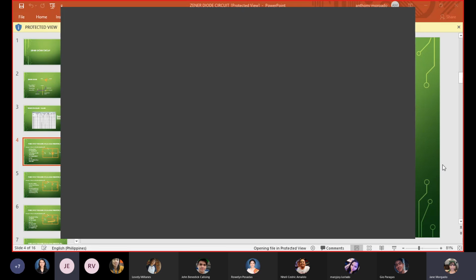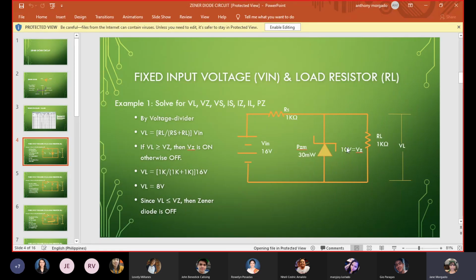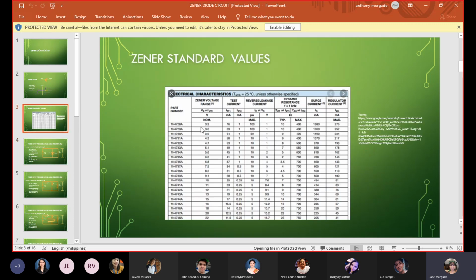Clear po. Okay, clear. So if the voltage across RL is less than the Zener voltage, more or less laging given tong VZ. Kagaya niyan, kung bibili ka sa tindahan, sasabihin mo, pabili nga ng 3.3 Zener VZ. Zener voltage with 3.3 volts. Given na yan.